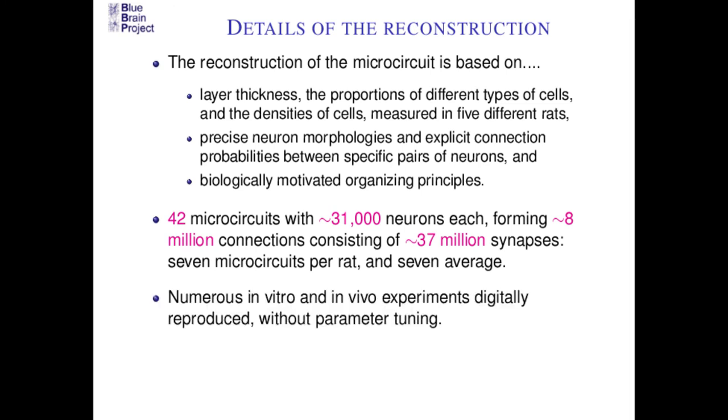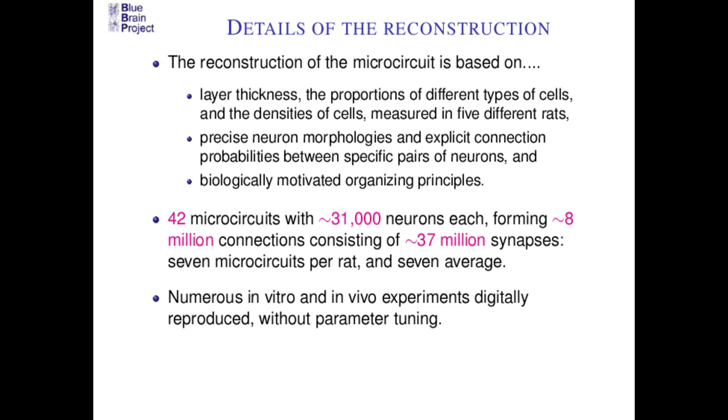Then they had to do some kind of validation to show that the model they built was a reasonable approximation of reality. There were plenty of in vivo and in vitro experiments, the results of which they could compare to in silico experiments that they did with this digital microcircuit. And the validations worked out quite nicely in many cases without putting in any parameters. They know it's still not a perfect model. They call it a draft reconstruction because they still haven't taken into account certain things like gap junctions and glial cells and all sorts of things like that.